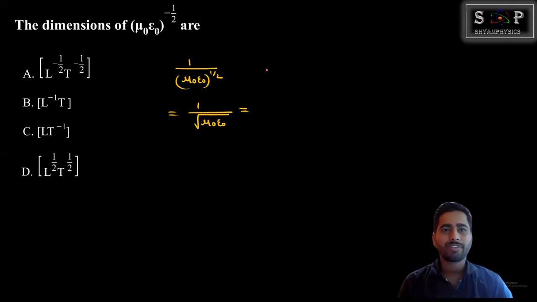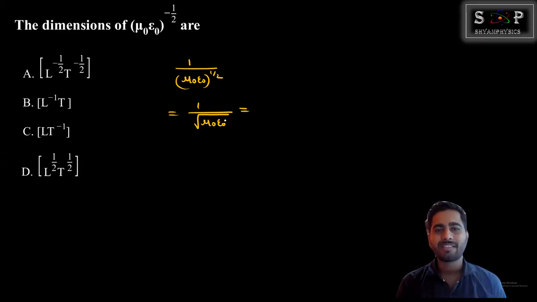The very first question: what is the dimension of epsilon naught mu naught to the power minus 1 by 2? Simple. Try to reform this one. The power of 1 by 2 is there. Now I'm writing that in the denominator as mu naught epsilon naught to the power plus 1 by 2. This plus 1 by 2 is nothing but a square root.